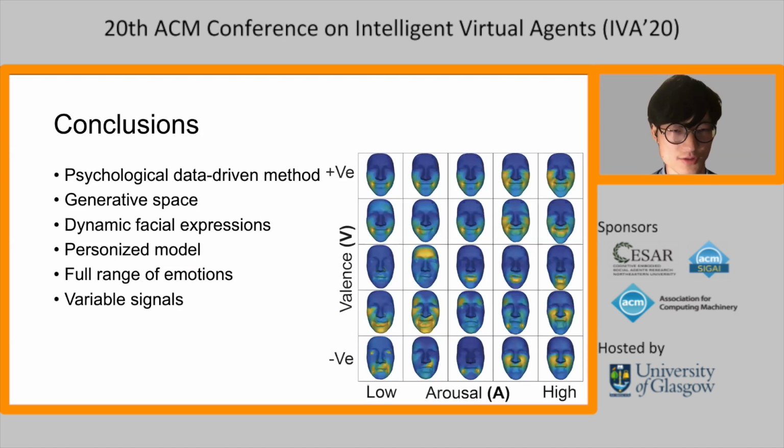Let me conclude. Using a psychological data-driven method, we provide a generative space of dynamic facial expressions for virtual agents to transmit a full range of emotions. We tested our facial expression model on 25 basic and complex emotion facial expressions. It enables the virtual agent to provide different variability of different emotion categories. And that's it. That's the end of my talk.